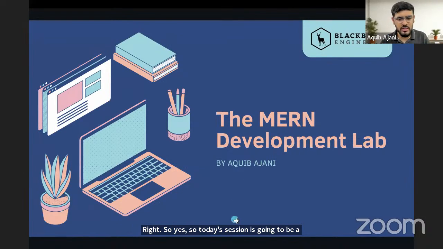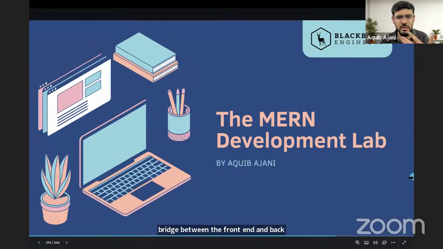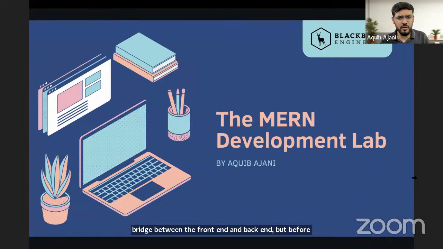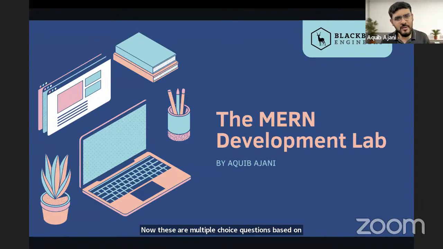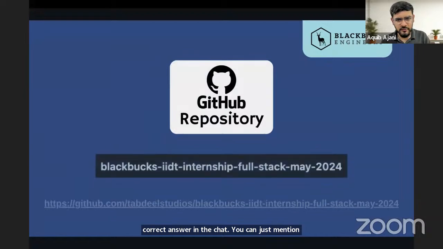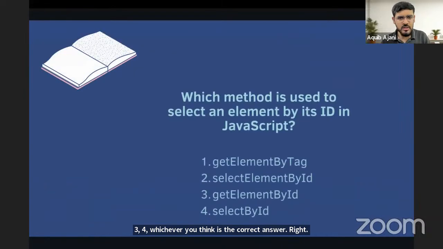But before we get to the concepts, I have a couple of quick questions for you. These are multiple choice questions based on the concepts we covered in the previous session. I'll share the questions on the screen one by one. You can take a minute, read it, and put the correct answer in the chat. You can just mention 1, 2, 3, 4, whichever you think is correct. Here is the first question on the screen.